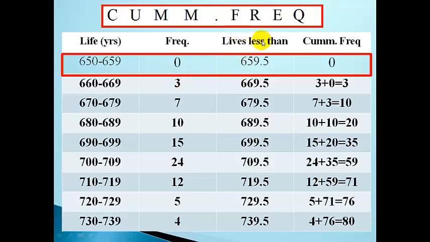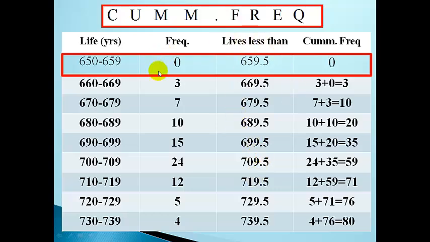Take note, if you want the lives less than, you add 0.5 to the upper limit. So 669 plus 0.5 is 669.5. 679 plus 0.5 is 679.5. 689 plus 0.5 is 689.5. So in that order, you have 699.5, 709.5, 719.5, 729.5, and 739.5. That is the lives less than.